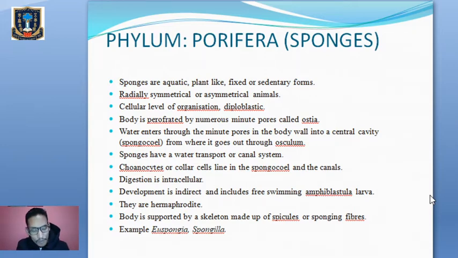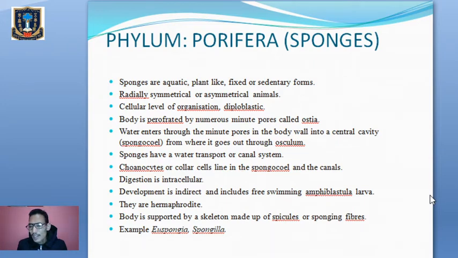Now, they are radially symmetrical. So all these terms we have done in our previous classes. Okay, so I am not going to discuss in detail about the symmetric forms. Okay, so number two, they are radially symmetrical or they are asymmetrical animals. They have got a cellular level of organization and they are diploblastic.